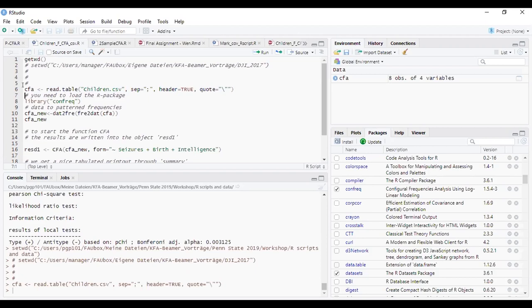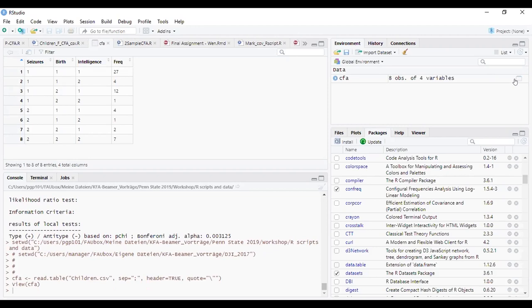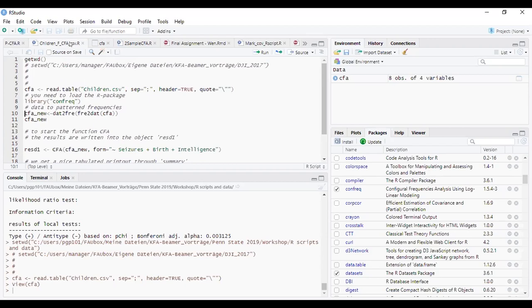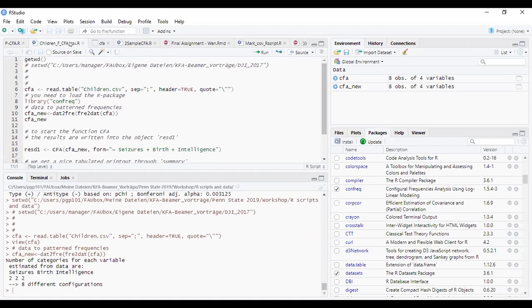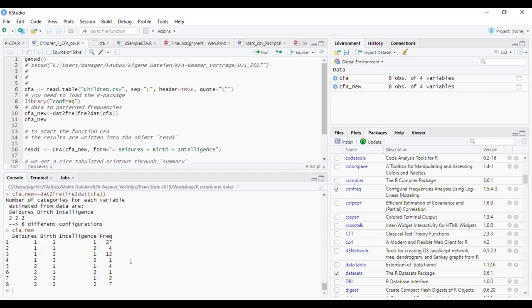So here you can see there's now an object called CFA. It consists of 8 observations, patterns, and 4 variables. Now this line 10 is very important in order to prepare the data for the function of CFA written in config. It's data to frequency, frequency to data. And here in the console, you see the answer. So this is now a pattern frequency. And this is the fourth and only line you need.